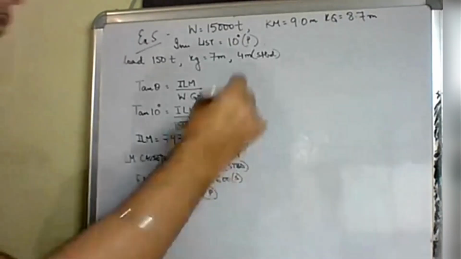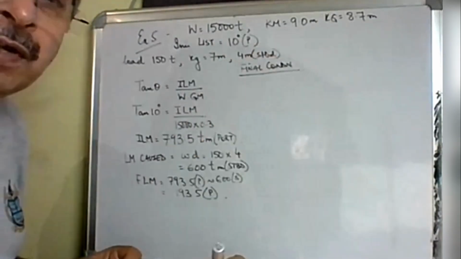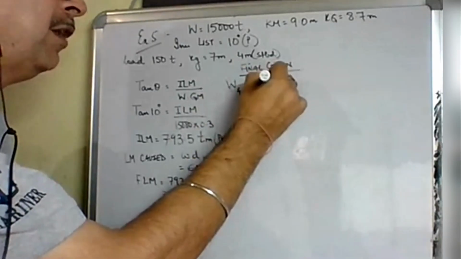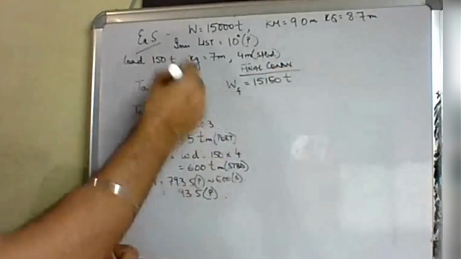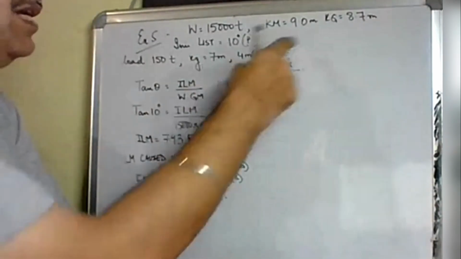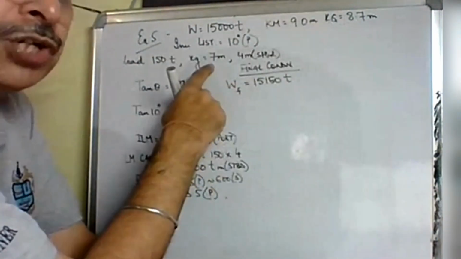Now that is the whole story of the initial condition, and now we are coming on to the final condition. So W final will be 15,150 tons because I am loading. If discharging, it would be minus. Now my KG is 8.7. I am loading below the KG of the ship.